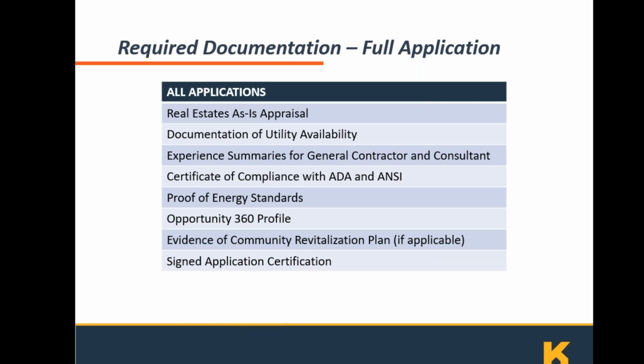On this page, we are asking for the as-is appraisal. And then we want to see that Opportunity 360 profile, and you'll get that through email. It's a free software system, so you'll just request those profiles and submit the relevant pages. The signed application certification is the same as the last page of the previous applications, but we've just separated it so you can more easily sign it and attach it to the ProQuorum Work Center.